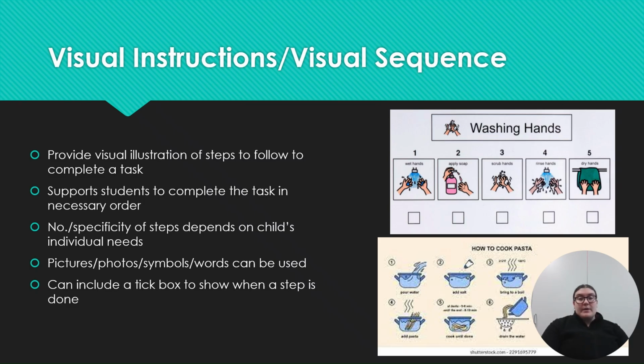Visual instructions and visual sequences are a little bit different. These provide a visual for steps to follow to complete a task or an activity. These support students to complete a task in a necessary order. We saw these pop up everywhere in COVID times with really specific instructions for everyone of how to wash your hands for the correct duration of time, how much soap to use, how to make sure you're thoroughly cleaning your hands. That would be an example of seeing a visual communication tool out in the wild of real life.